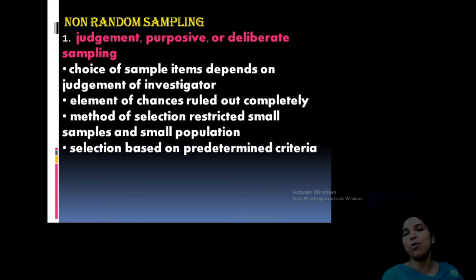Clear? But what about random sampling? I will not call your name. I will do a blindfold selection. So you all have the chance to be included. But here only Sri Deepa or Pooja have the chance to be included in the sample. Okay. That is judgment, purposive or deliberate sampling. The choice of sample items depends on the judgment of the investigator. Here I am the investigator, so this sampling is only my choice. Understood? So the element of chance is ruled out completely. No chances are there to be included.